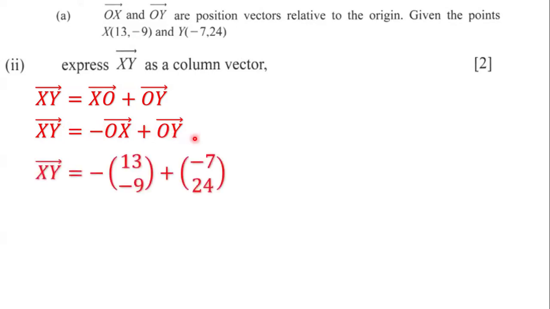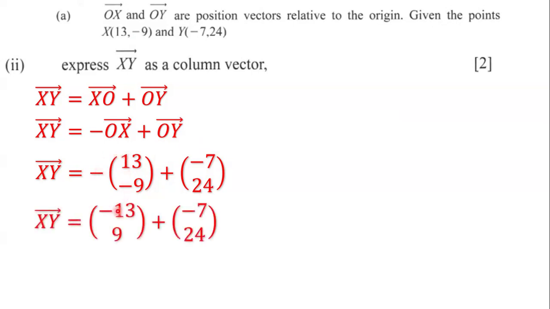And so we substitute. What is OX? OX is (13, -9). And what is OY? OY is (-7, 24). Now we multiply each term in the OX vector by -1. So we have -1 multiplied by 13, which gives us -13, and -1 multiplied by -9, which gives us +9. And we have -7 here and +24 here. And so XY is equal to this vector plus this vector.